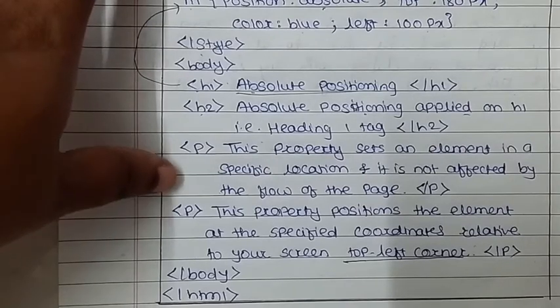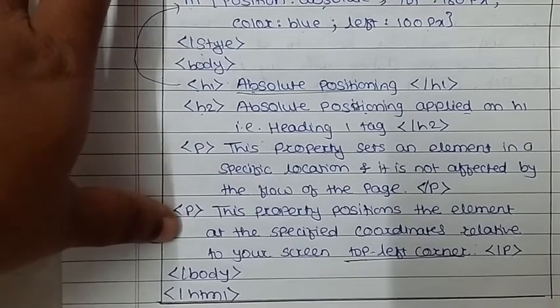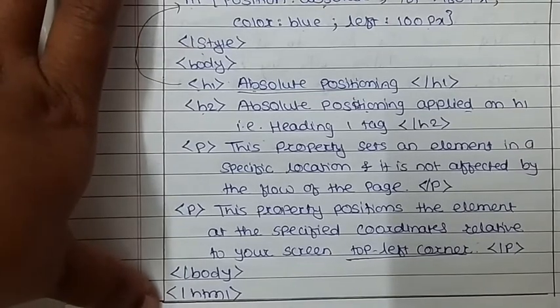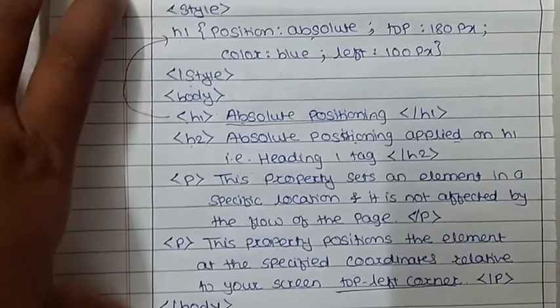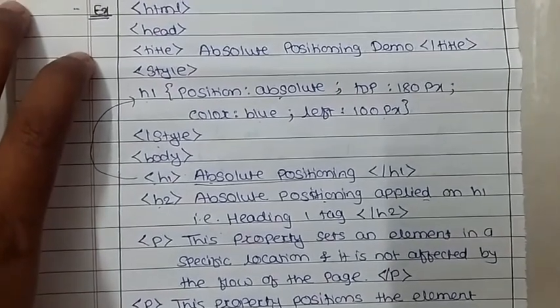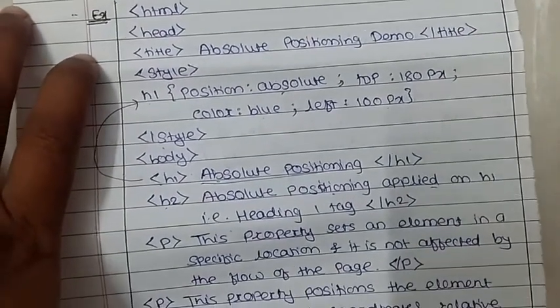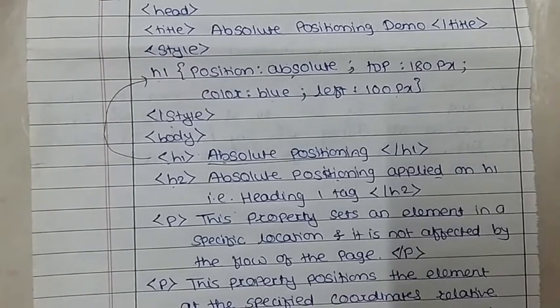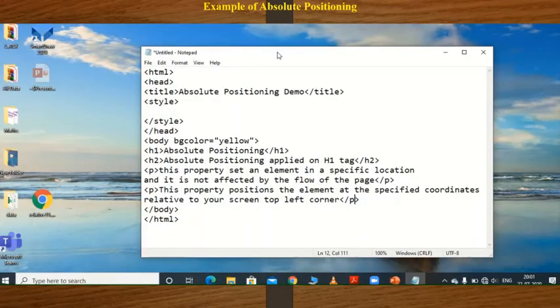We print these concepts with the paragraph tag and then close the body tag and the HTML tag. Then we will see the output of this program practically and discuss all the concepts related to absolute positioning with the help of one program execution. Now we will start the execution of absolute positioning here.